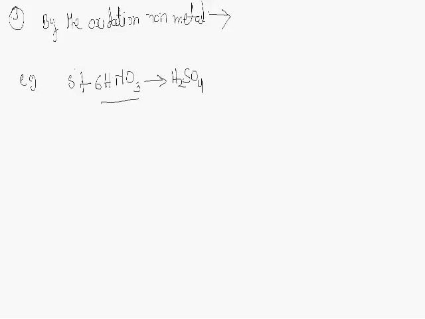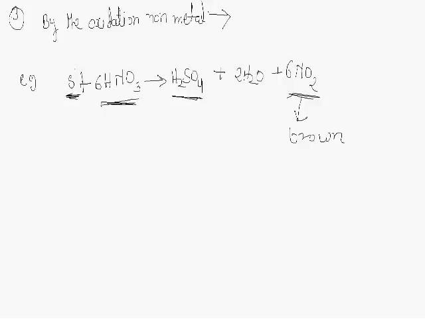H2SO4 plus 2H2O plus 6NO2. So, by the oxidation of sulfur with the help of nitric acid, we can obtain sulfuric acid H2SO4 along with the release of NO2 gas. The color of NO2 gas is brown.